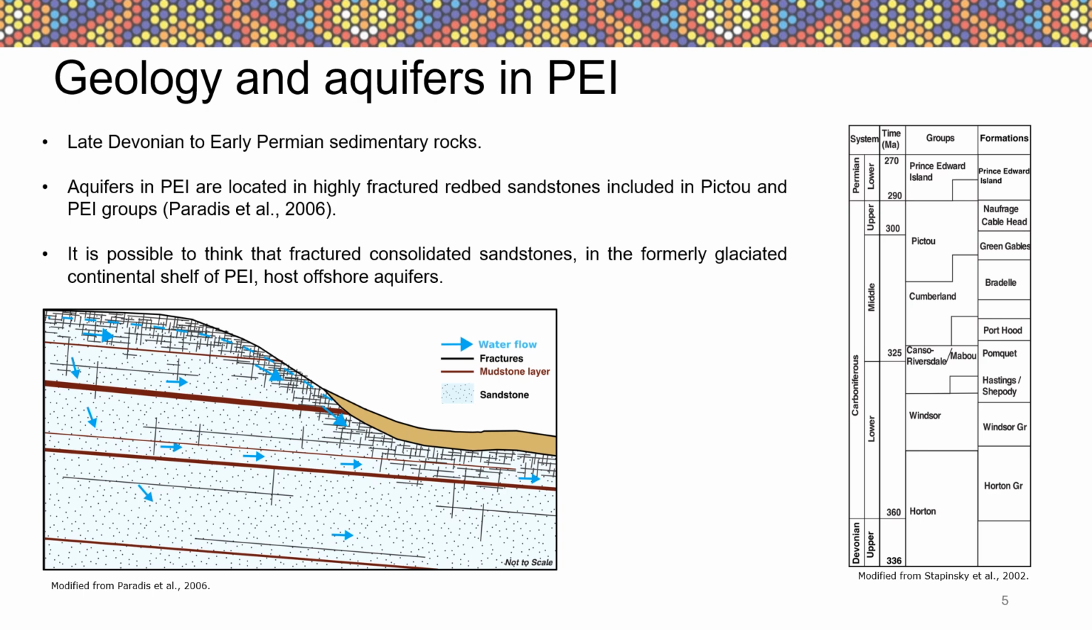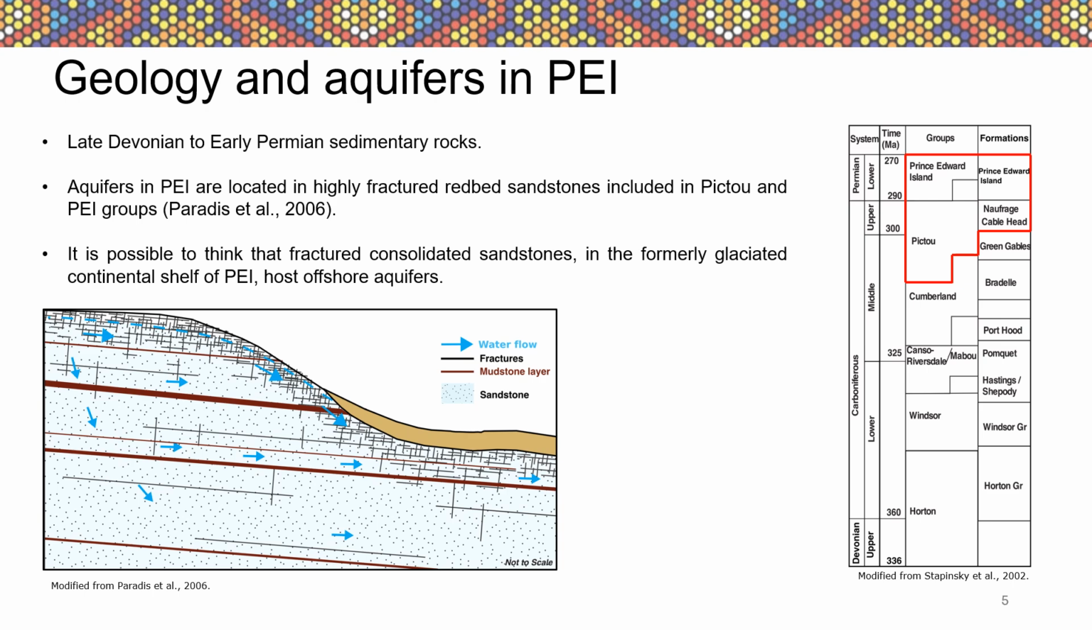In PEI, we can find mostly late Devonian to early Permian sedimentary rocks. Onshore aquifers in PEI are located in highly fractured red beds, including the Pictou and PEI groups, but in particular in the Naufrage Formation. This is a conceptual model proposed by Paradis and collaborators in 2006, where they describe a series of red bed layers hosting the aquifers intervened by mudstone layers.